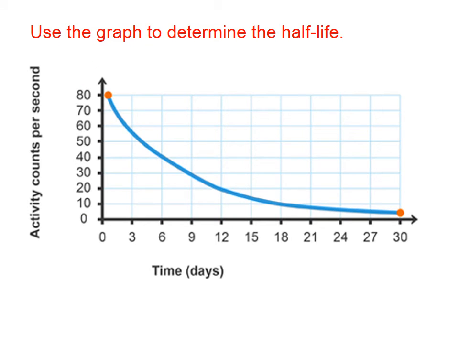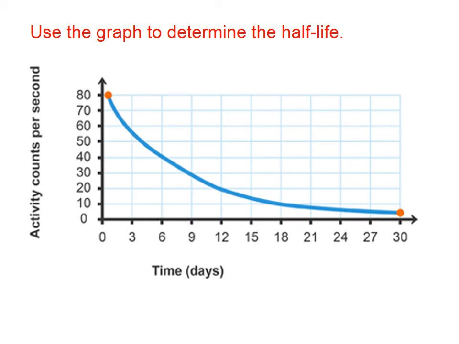Alright, let's use this graph to determine the half-life. So what we can see here is that we've got number of counts per second. You might think of it as the number of beta particles emitted from a sample in a given second. And when we tune in, we're getting about 80 counts per second, roughly. Well, what does the half-life mean? The half-life would mean that we only have an amount of material that would emit half of that. So 40 counts per second.